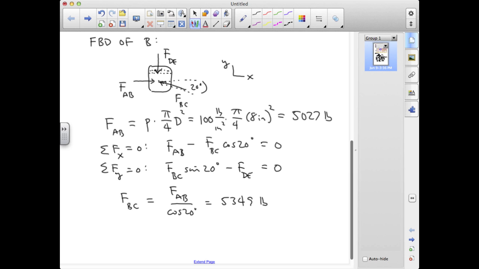From the second equation, FDE is FBC sine 20, and using our value of FBC, we find this is 1830 pounds. The fact that these numbers turn out to be positive indicates that we guessed the directions correctly. Remember, BC is in compression, and the crosshead engages guide DE from below.